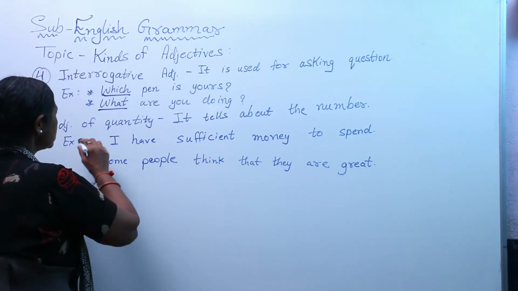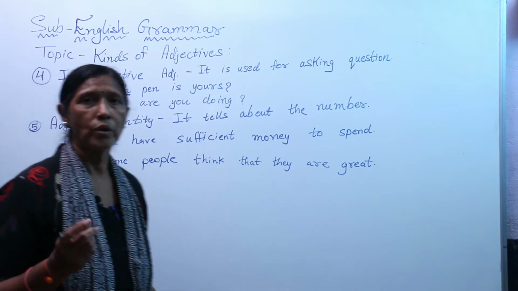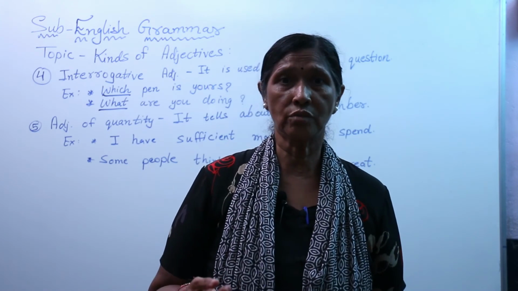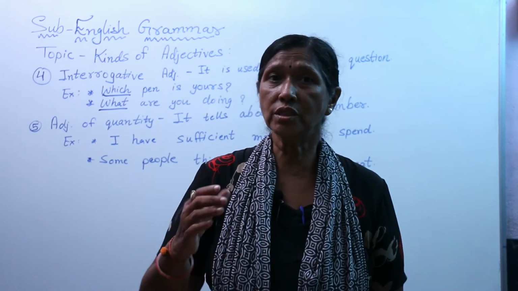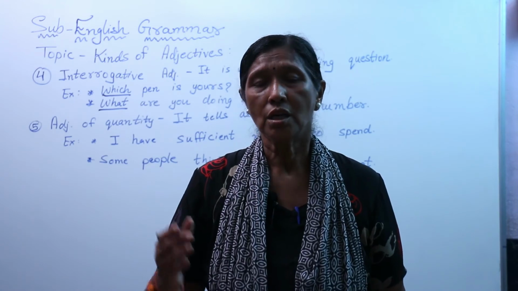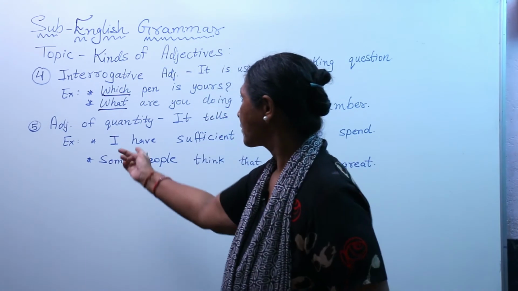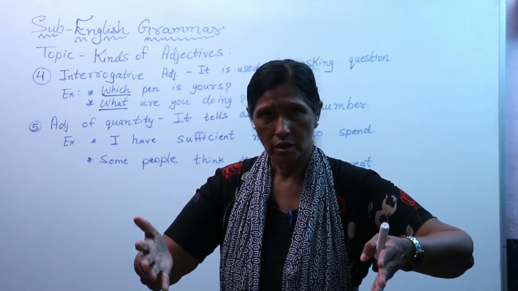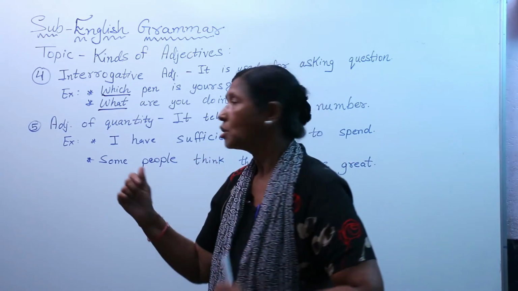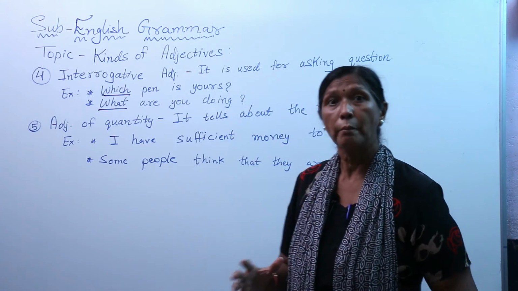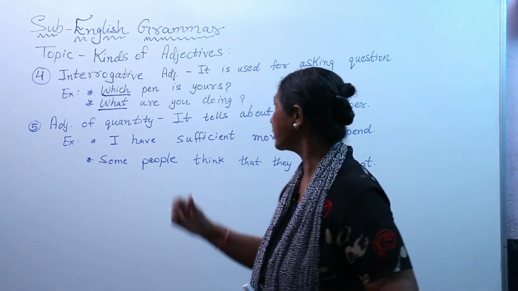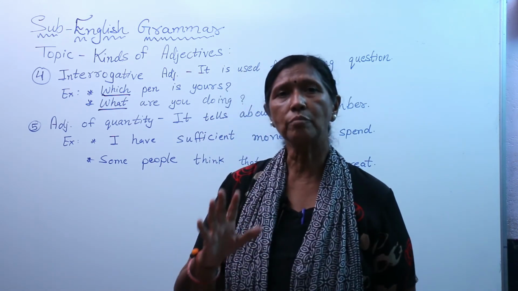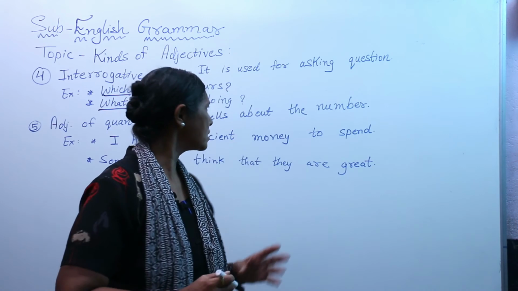Now here next is adjective of quantity. Quantity means, see, number of books, that is also we are counting, which is countable. So that is called quantity. And quantity means bundle of grapes or bundle of books. Bunch of grapes, that is also a quantity. So it tells about the number. So now my example is what?